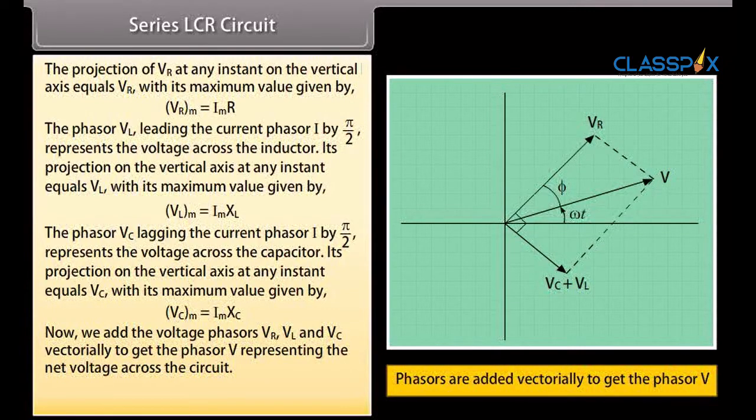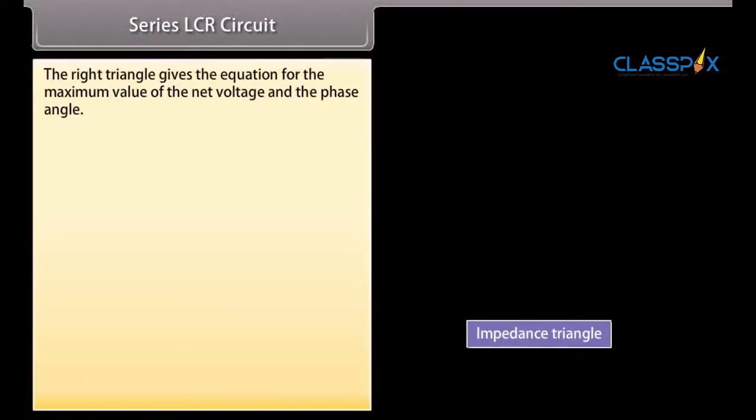across the circuit. Vm is equal to under root of VR maximum square plus (VC maximum minus VL maximum) square. The right triangle gives the equation for the maximum value of the net voltage and the phase angle. Tan phi is equal to (VC maximum minus VL maximum) upon VR maximum.